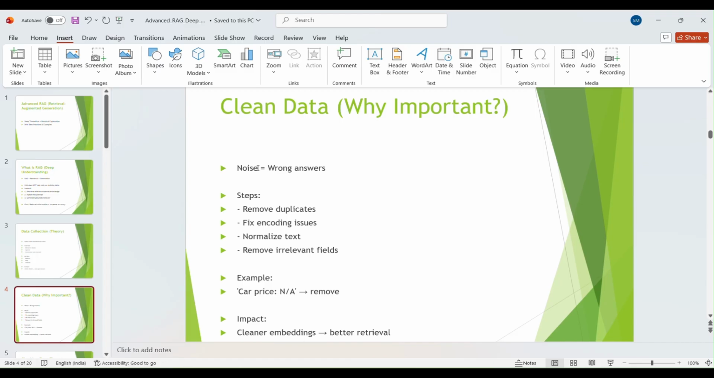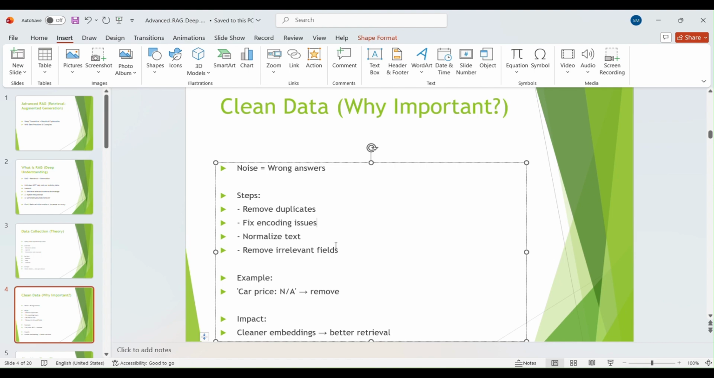Noise means wrong answers only. There are various steps, like removing duplicates, fixing encoding issues, normalizing text, removing irrelevant fields, etc. These are the parts of data cleaning, or the pre-processing part, where we need to pre-process our data.